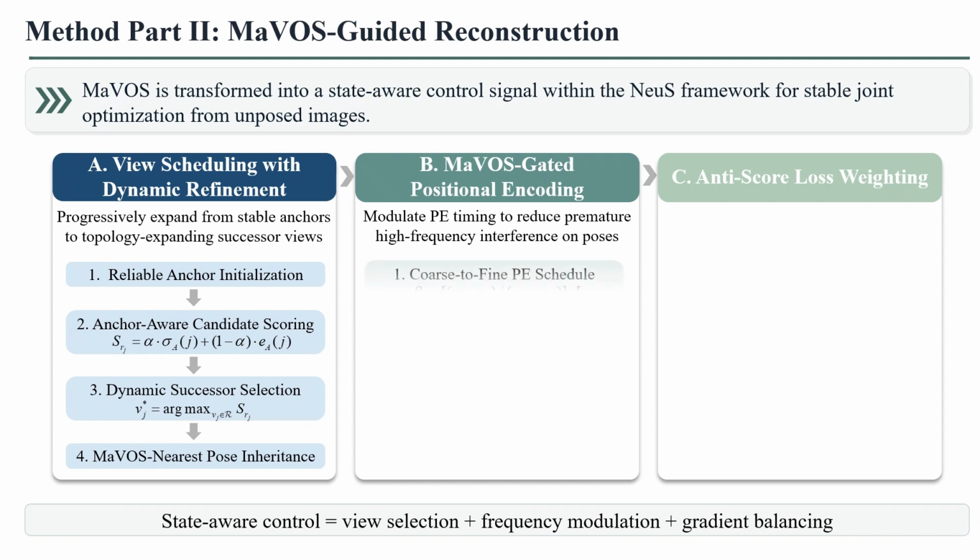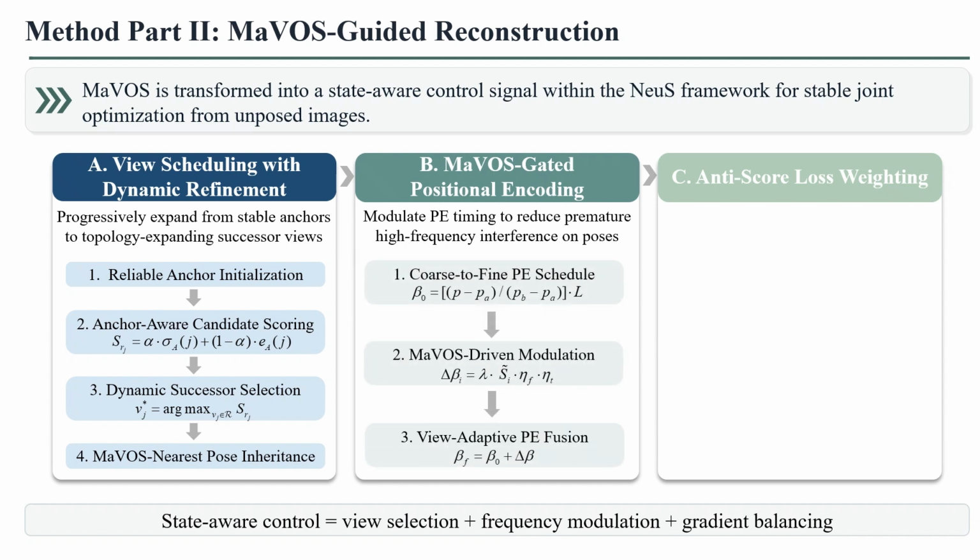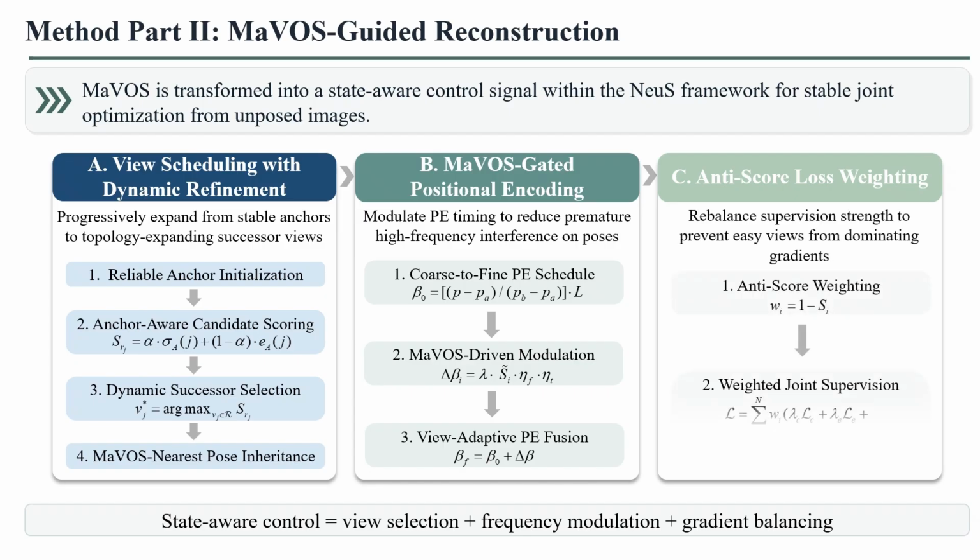The second is gated positional encoding. It adaptively modulates frequency activation, reducing premature high-frequency interference during early pose estimation while still allowing fine details to be learned later. The third is anti-score loss weighting. Views with lower score values are assigned stronger supervision, so the optimization is not dominated by easy views. By integrating these 3 components, we achieve a final 3D reconstruction with accurate camera poses and high-quality scene geometry.